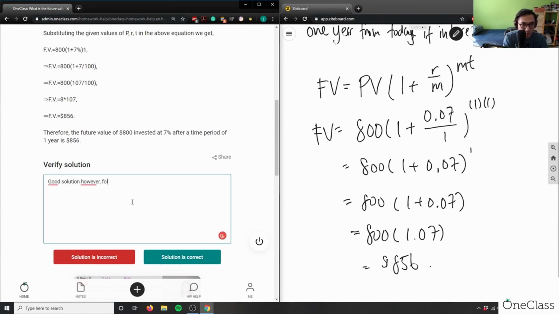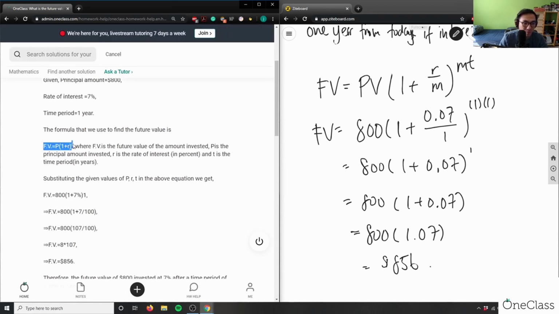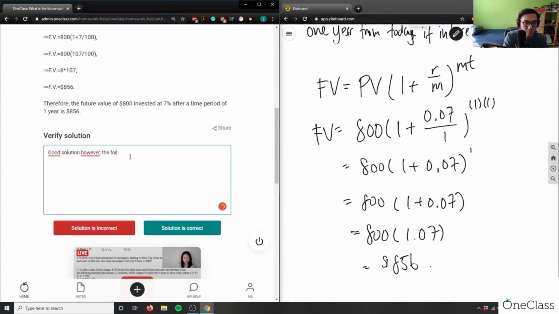However, I'm going to copy and paste this formula. However, this formula does not account for the number of compounding periods if the interest rate was monthly or bi-weekly, for example. A better formula to use would have been, and my formula is, FV equals PV times 1 plus R over M to the power of MT, right? Where M equals the number of compounding periods.